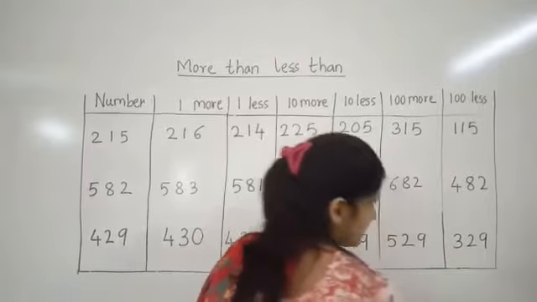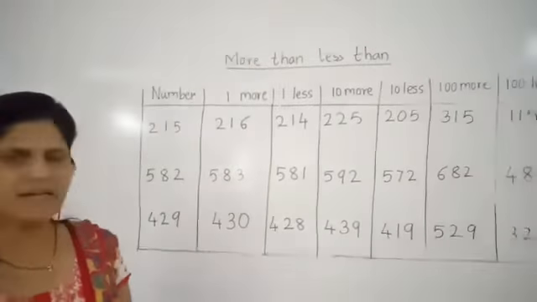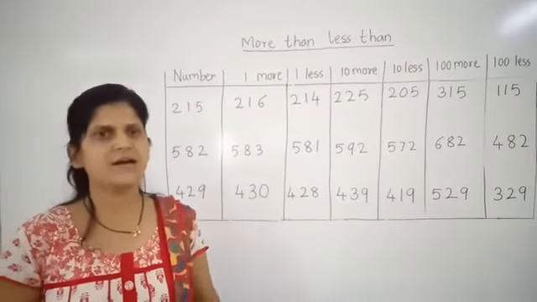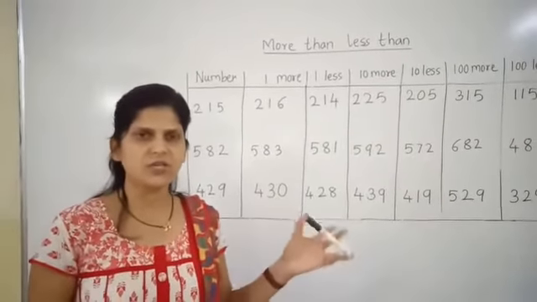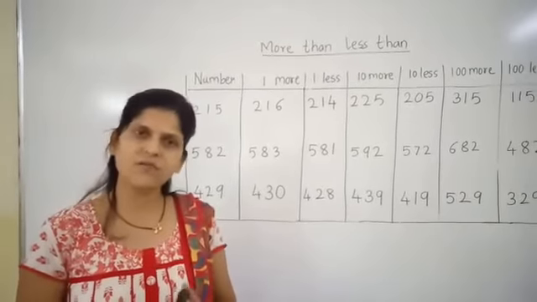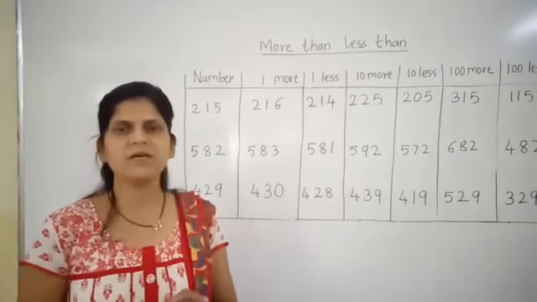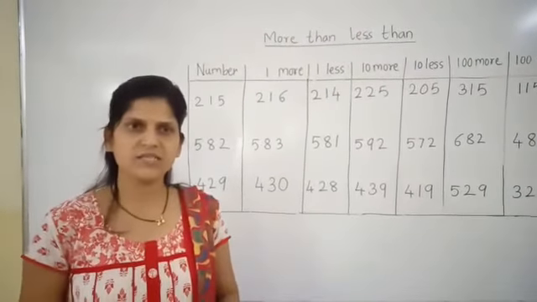Okay children, so from this table you can understand clearly 1 more or less, 10 more or less, and 100 more or less. You have to practice and practice again on this. Solve as many examples as you can in the notebook or rough notebook, so that you get more practice and become thorough with it. Okay, so fine, see you again.